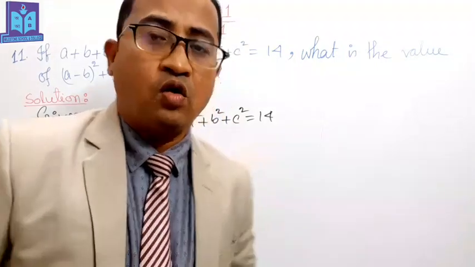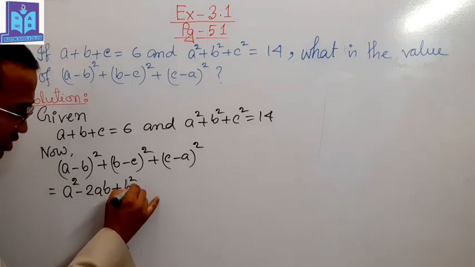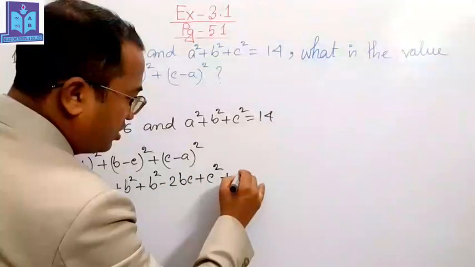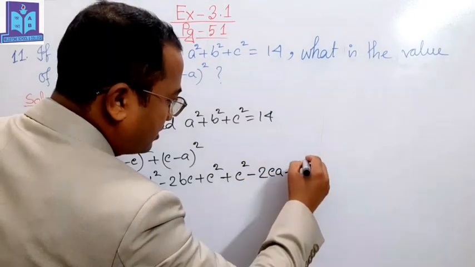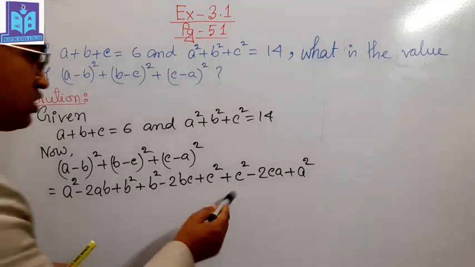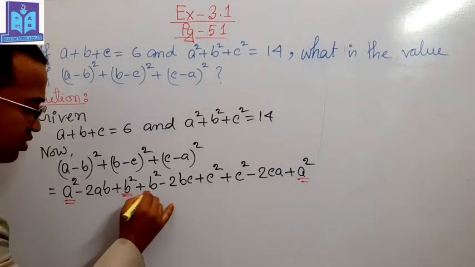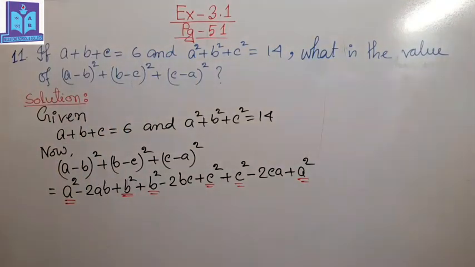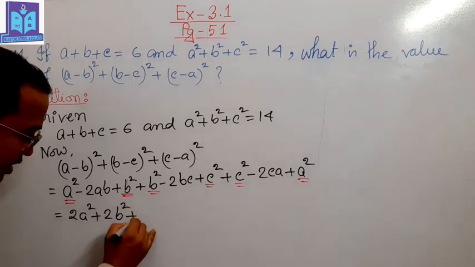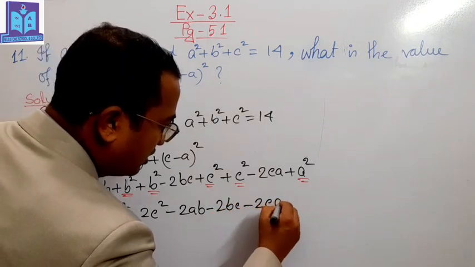That is the formula of a minus b whole square. And we know a minus b whole square is equal to a square minus 2ab plus b square. Again, b square minus 2bc plus c square. Again, c square minus 2ca plus a square. Look, there is 2a square, 2b square, and 2c square. So we can write like this, 2a square plus 2b square plus 2c square minus 2ab minus 2bc minus 2ca.